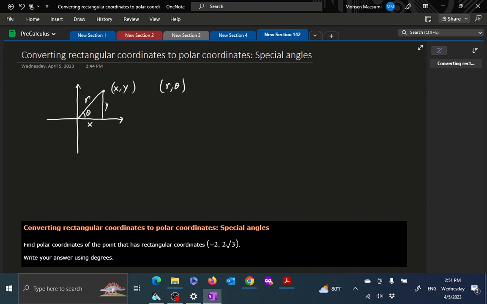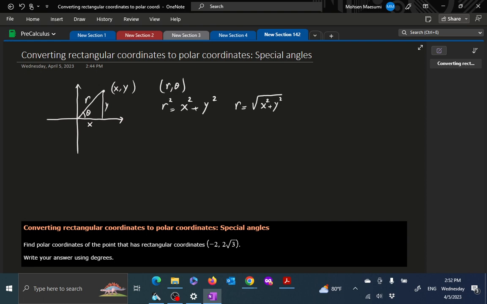Of course, r is the hypotenuse of a right triangle with legs x and y. So r squared is x squared plus y squared. Out of this, I can calculate r. I have a choice of plus or minus, but most of the problems just give you one choice. So let's choose the positive root here. So r is the square root of x squared plus y squared.